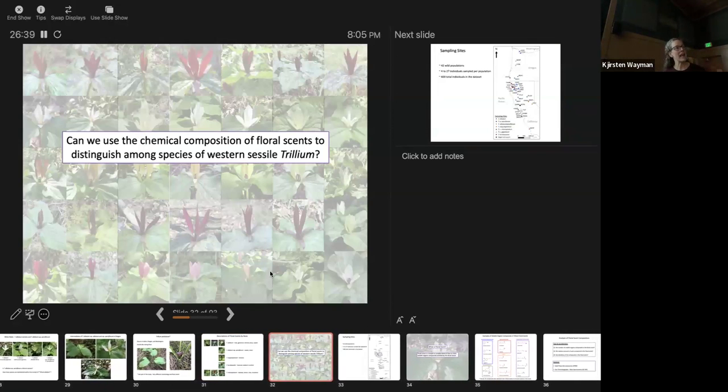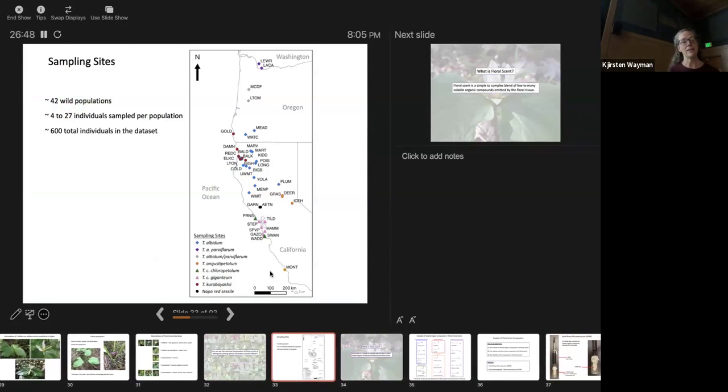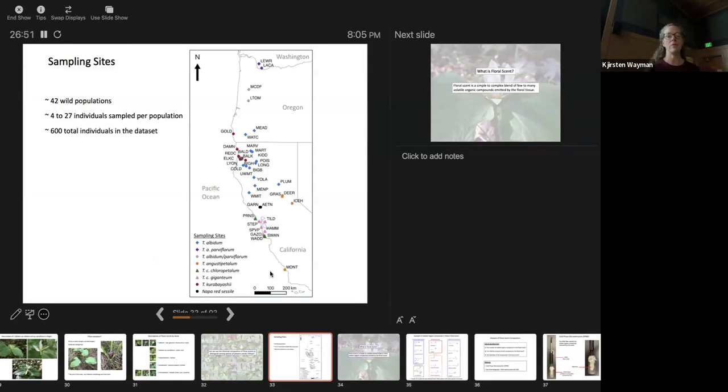So the big question is, can we use the chemical composition of the floral scents to distinguish among these species of Western sessile Trillium? So I set out to answer that question, and in doing so, I sampled from 42 wild populations, and those populations span from Washington down towards San Luis Obispo County in California. At each population, I sampled anywhere between 4 to 27 individuals, and so in the final data set, there are 600 total individuals. And so it goes, again, from southern Washington down to San Luis Obispo, and then over here even into the Sierra Nevada foothills. So we've got quite a range.